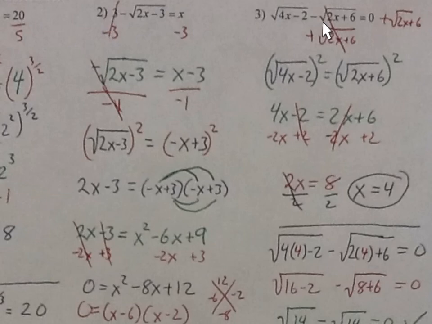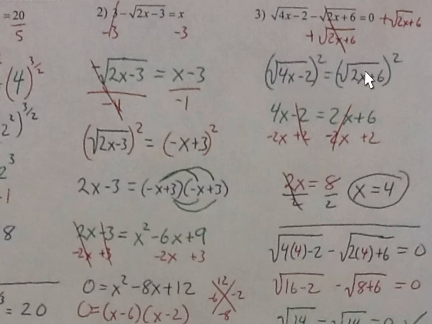Anyways, what I want to do here, instead, I think the easiest process would be to move this over. Since that's a minus there, I'm going to add it over. That's gone. I now have the square root of 4x minus 2 over here, and the square root of 2x plus 6 over here. Once I moved it over, I'm squaring both sides to get rid of the square roots. That's just the undoer of square roots. If these were cube roots, you'd be cubing both sides. It just depends on what you're dealing with.